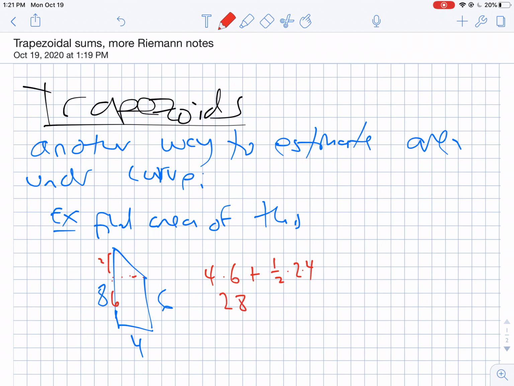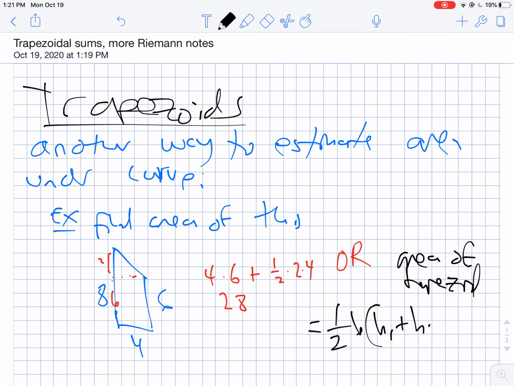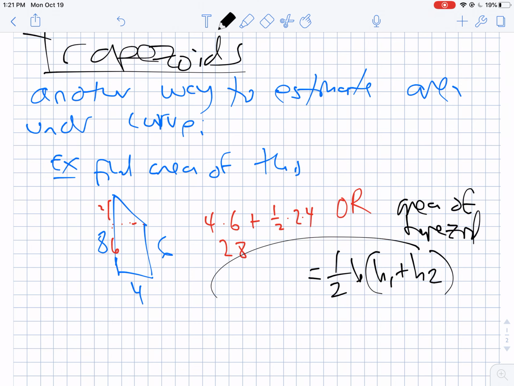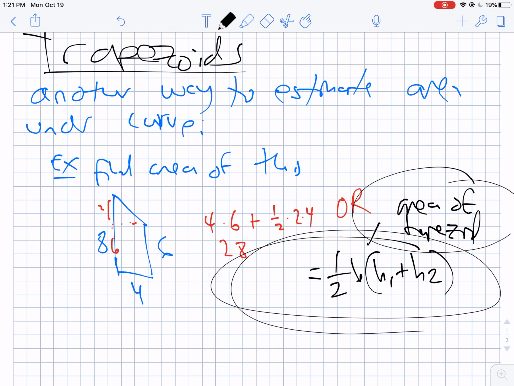Great. But there's another way that you can do this, and this is the formula I want you to know. The area of a trapezoid, if it's turned on its side like this, is equal to 1/2 base times (height 1 plus height 2). Basically, you're averaging the two heights. So this is the formula we're going to use. This is the area of a trapezoid. In this case, we have a base of 4, my distance on the x-axis, times 8 plus 6, which still gives you 28. Great. So that's how you find the area of a trapezoid.